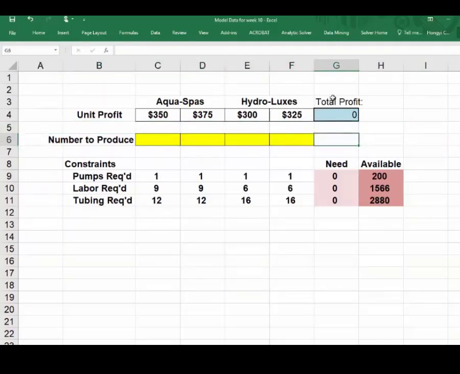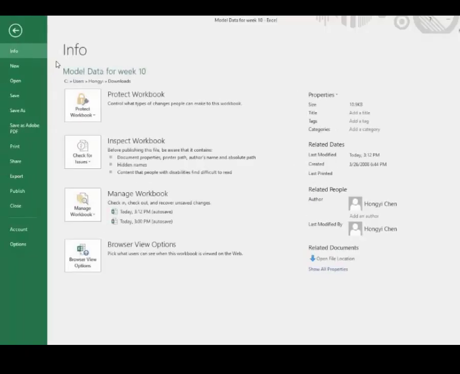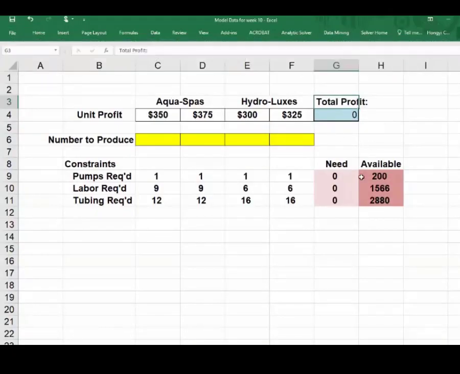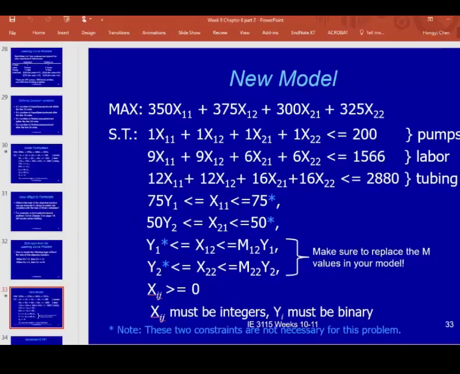You need to produce, and that's the total profit. Okay. Now let's look at the additional constraints we have. We'll use this model. So that's the complete model.